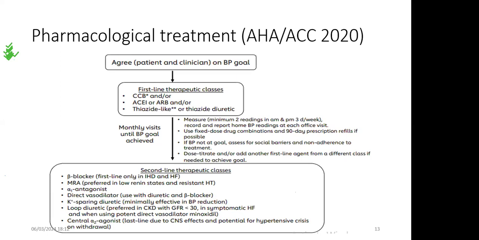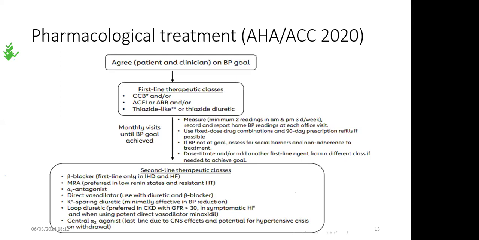So the other thing is fixed drug combinations are very important because they reduce pill burden. So when you find some medication, instead of prescribing 2-3 pills, if you can find a combined pill with 3 drugs or 2 drugs in one, it can be very helpful for your patient.